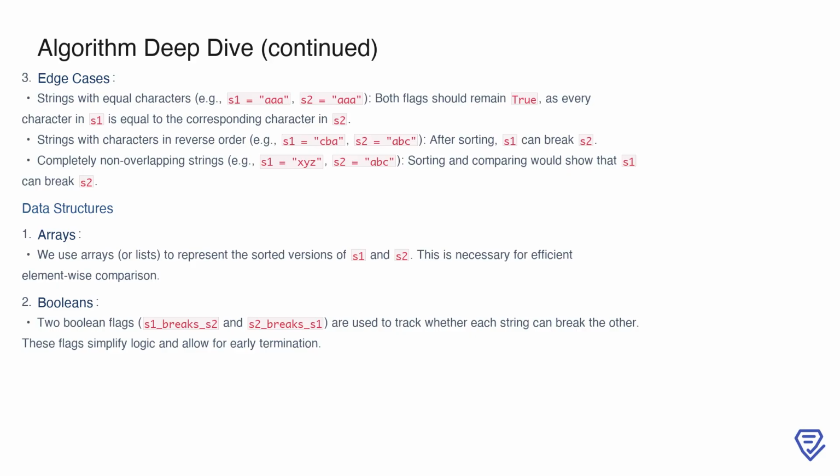After sorting, it's clear that every character in S1 exceeds its counterpart in S2, so S1 breaks S2. These examples demonstrate the effectiveness of sorting and Boolean flags in handling various input configurations. Additionally, the use of arrays to store the sorted strings ensures efficient element-wise comparison, while the Boolean flags simplify the decision-making process and allow for early termination.